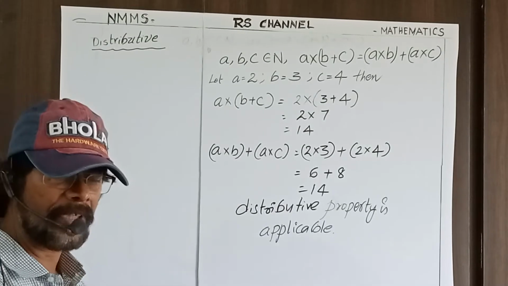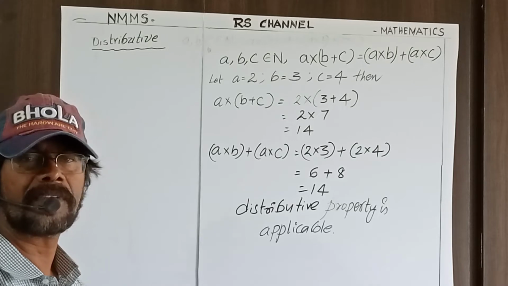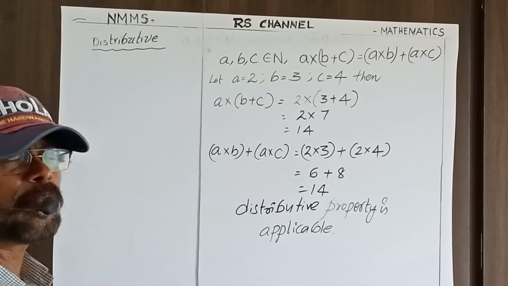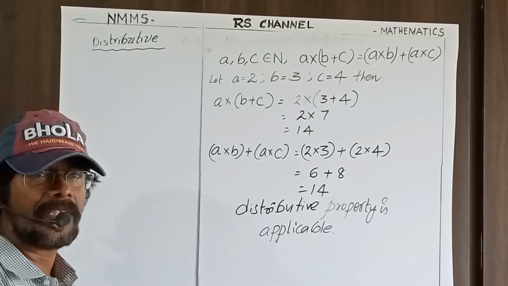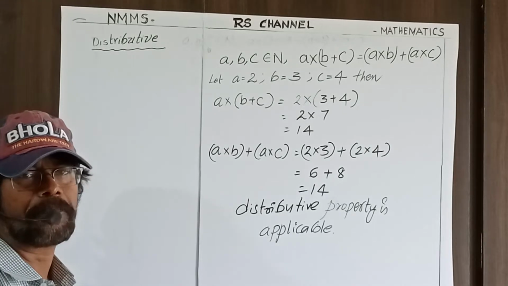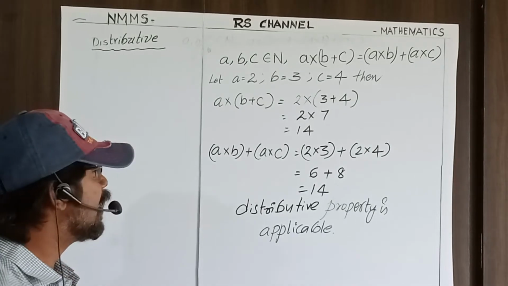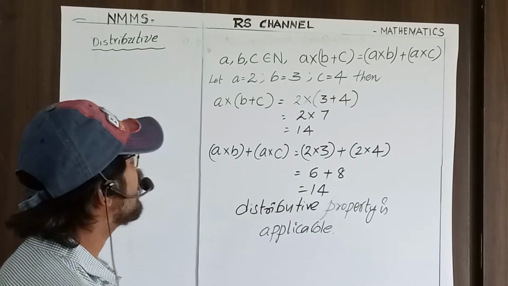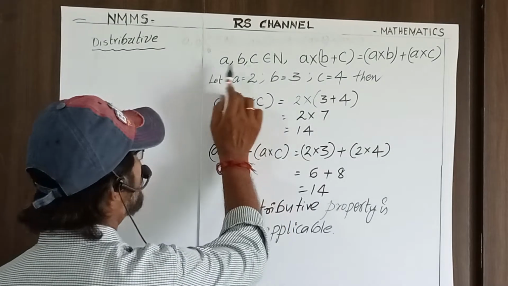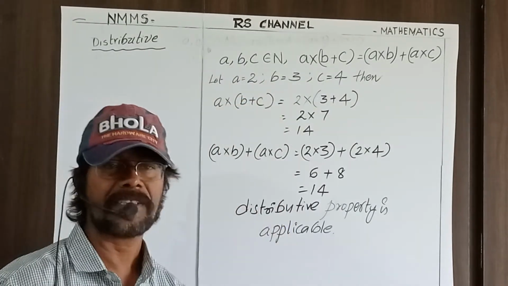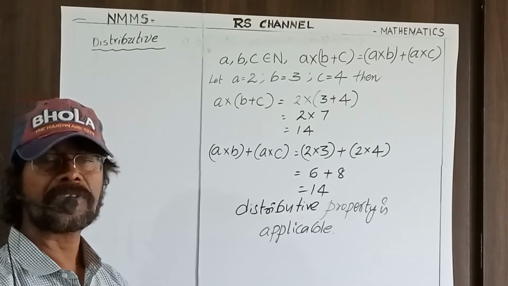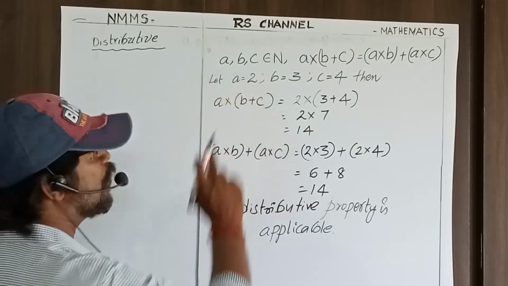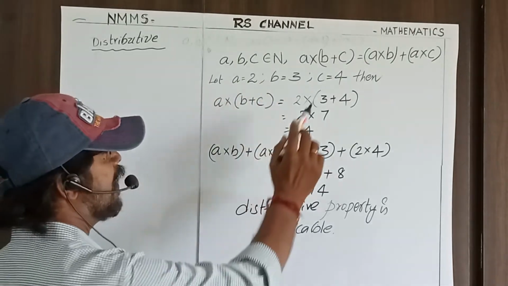We have seen some properties. Now we go for another property, distributive property. For the distributive property, we have to take three numbers and do one operation. Suppose A, B, C belong to N. It means that A, B, C are three numbers in the natural set. So I am taking A is equal to 2, B is equal to 3 and C is equal to 4.